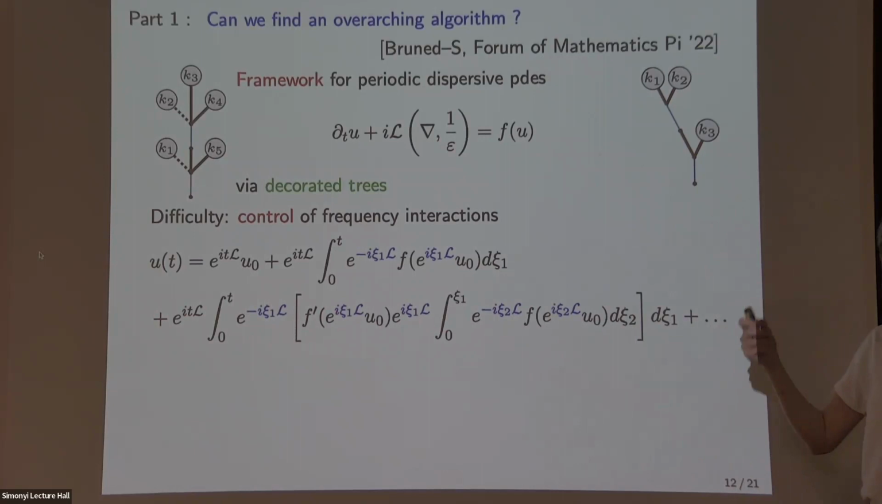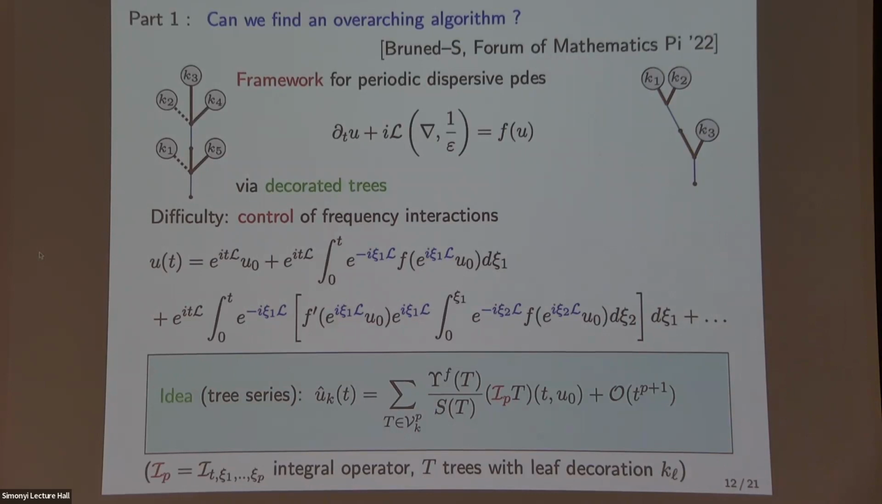And so the idea was to use a tree series to do this, where on the leaves, you take the Fourier coefficients. So this will then allow you to treat all these frequencies. So you take your solution, you express it in Fourier space in a tree series where the decorations of these trees are exactly your frequencies so that you can embed the structure. And then you iterate, you do a formula up to the order you want, and this you then forget.